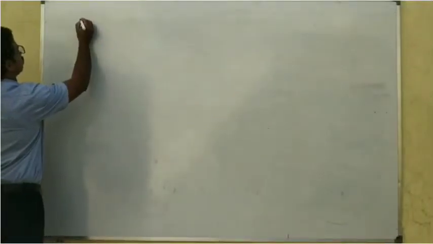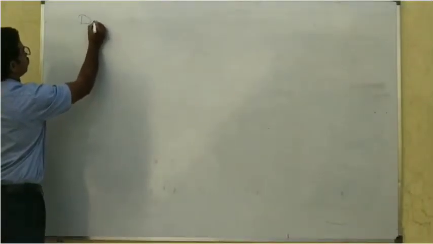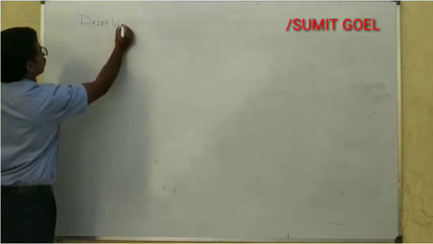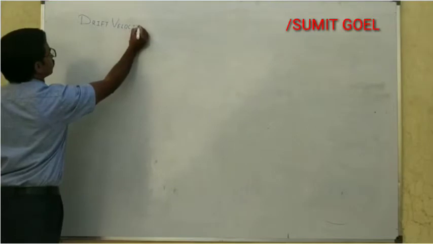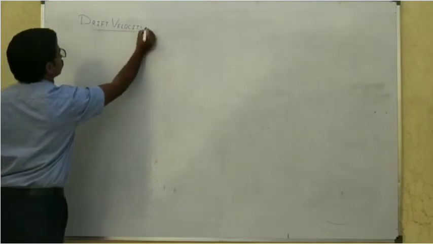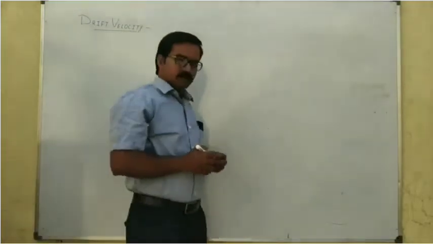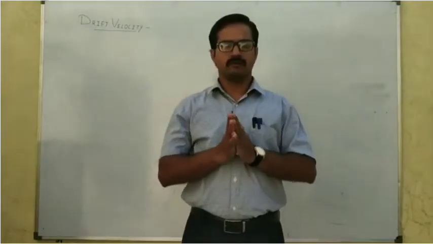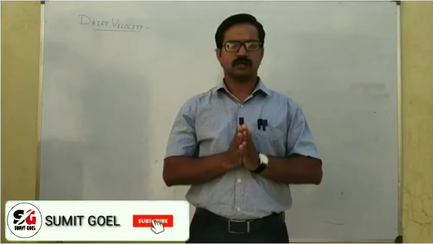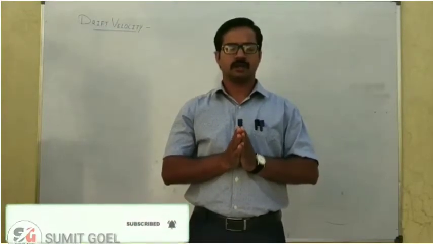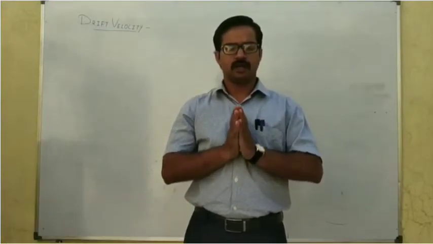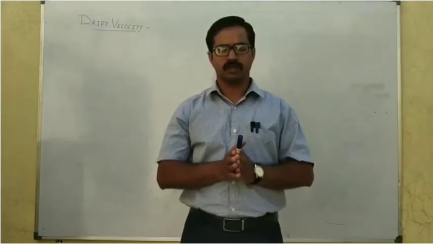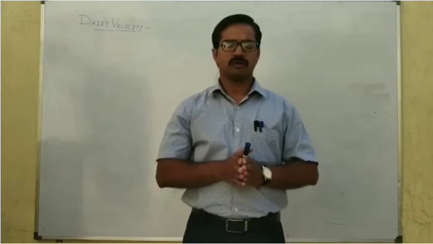Students, today our topic is drift velocity. Today we will discuss the drift velocity of free electrons when we connect a conductor in an external electric field. Then the electrons will move with an average velocity, which is known as drift velocity. So we are going to calculate that velocity.